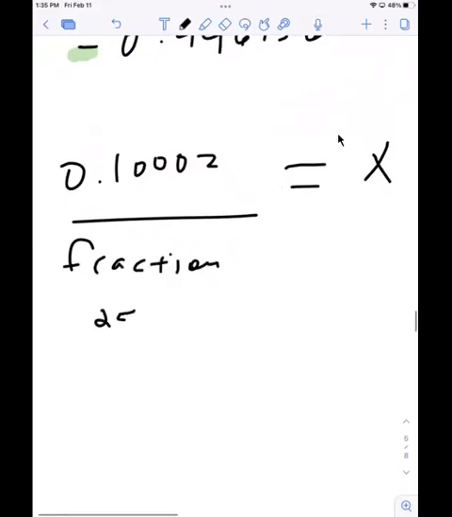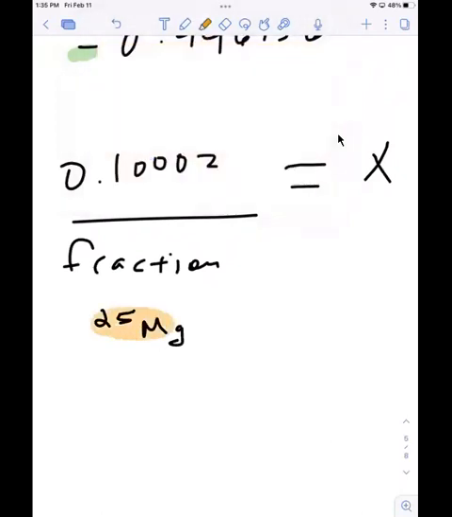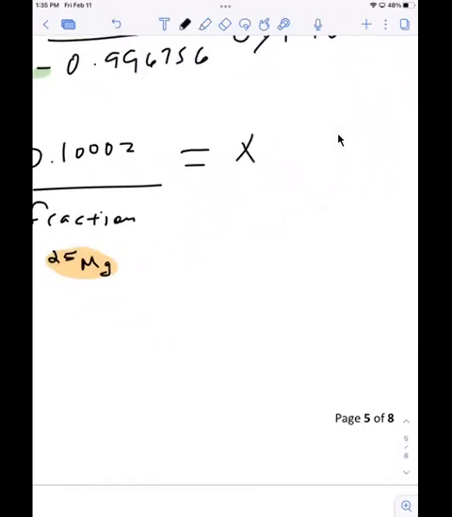This is the fraction for magnesium 25, which I think was orange, right? So now we can turn that fraction into a percentage by taking it and multiplying it by 100. And it's going to equal out to about 10.002%, which we can just leave at 10%.